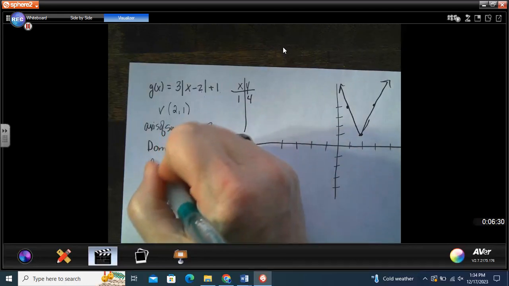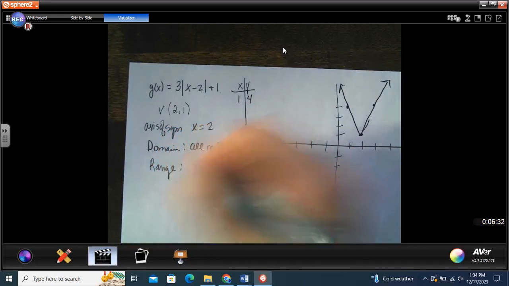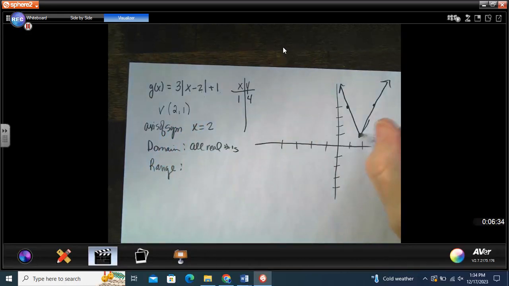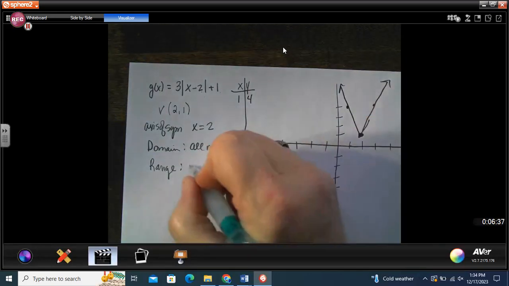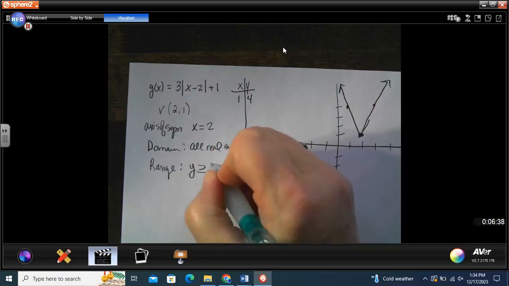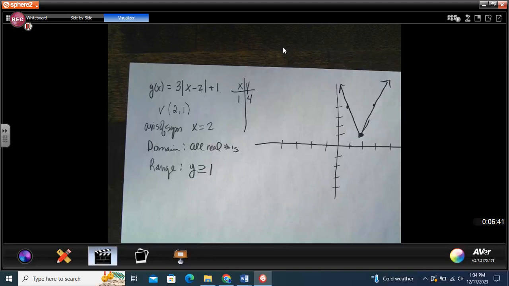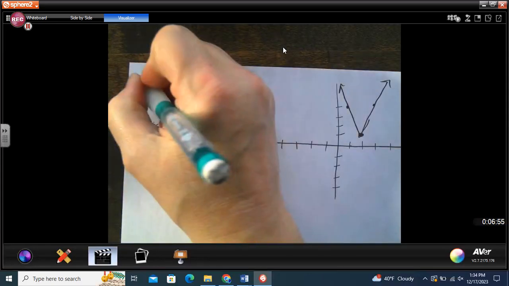And the range is y is from here up. So y is greater than or equal to 1, that y coordinate of the vertex. And I think that's all the things, right? Vertex, equation of the axis of symmetry, and the domain and range and graph. So that was number 6.